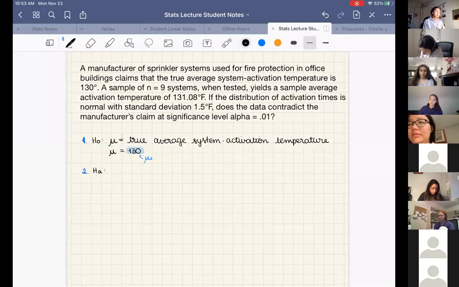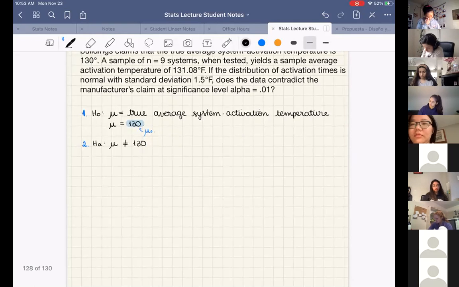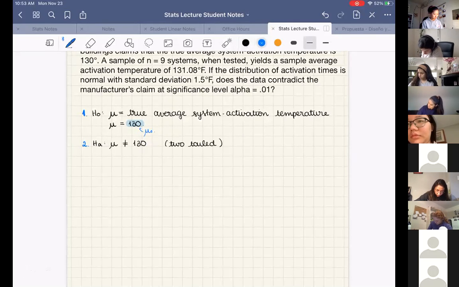So the alternative hypothesis here is that the true average system activation temperature, we don't have to specify that again here, is not equal to 130. So it's different than 130. So no need to state the full parameter again. And so this means that it's a two-tailed test. The third thing that we have is that alpha here is equal to 0.01.